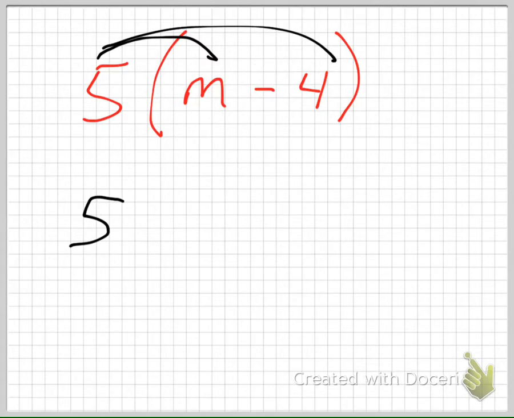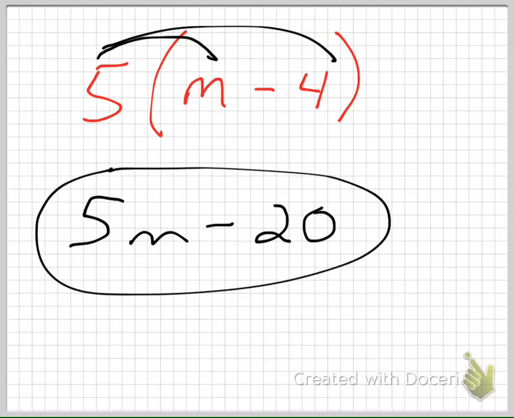Or you can say 5 times negative 4 is, isn't it the same thing? You see what I'm talking about there? Isn't it the same thing? Right? Okay. How many of you got that? 5m minus 20. Who got 5m plus 20? Nobody? Okay, are you paying attention? Are you on this? Okay, try another one.